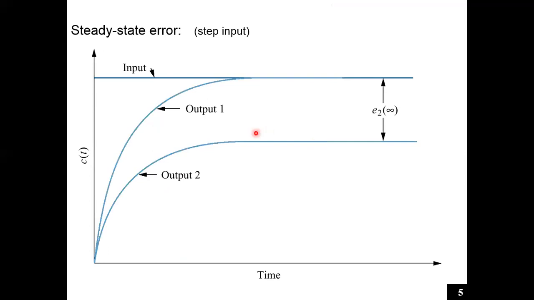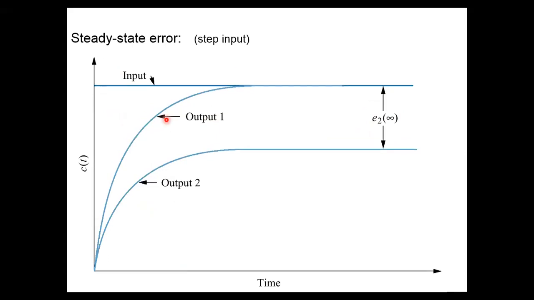So let's take an example of a unit step input. Output 1 has a steady state error equal to 0 because in the steady state condition the difference between output and input is 0. Output 2 has a finite steady state error. These steady state errors are for step inputs.